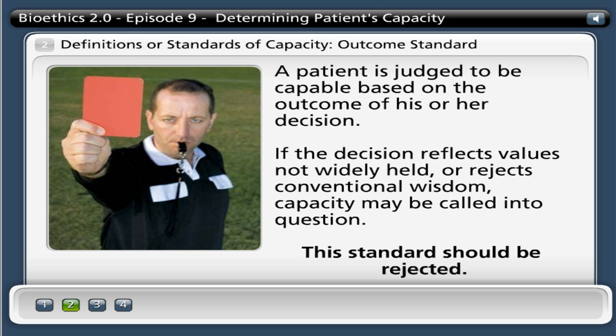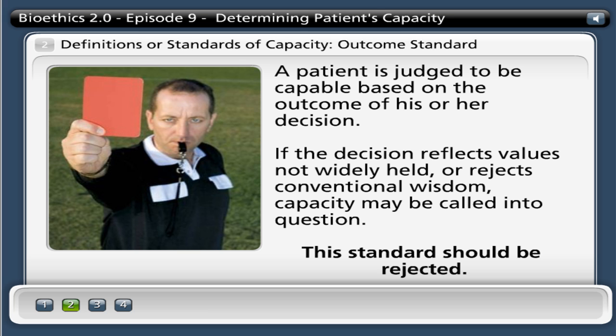Definitions or standards of capacity: the outcome standard. If you take a look at the clinical ethics literature and the medical literature, you'll find at least three general standards or definitions of capacity. In the next couple of slides, we're going to take a look at these definitions and understand why two of them should be rejected and one should be preferred.